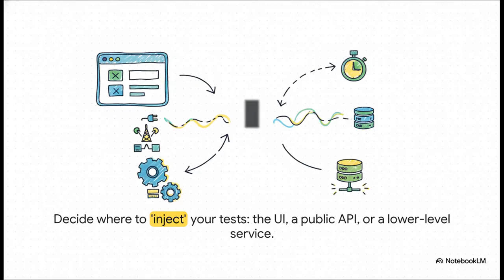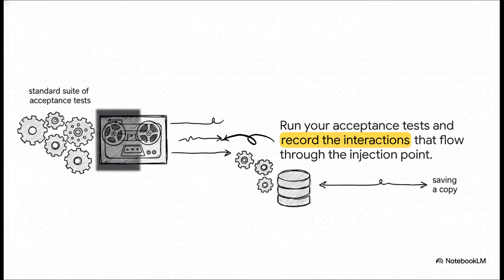A really cool strategy for automating this is called record and playback, and it actually uses your existing tests. The first thing you do is decide on your injection point. Basically, which layer of your app are you going to listen in on? You could do it at the user interface, or maybe at a public API, or even a service deeper in the system. So once you've picked your spot, you just run your normal acceptance tests like you always do. But now you have a recorder sitting at that injection point, quietly capturing a copy of all the inputs and outputs that flow through it. It doesn't change the test, it just listens in.